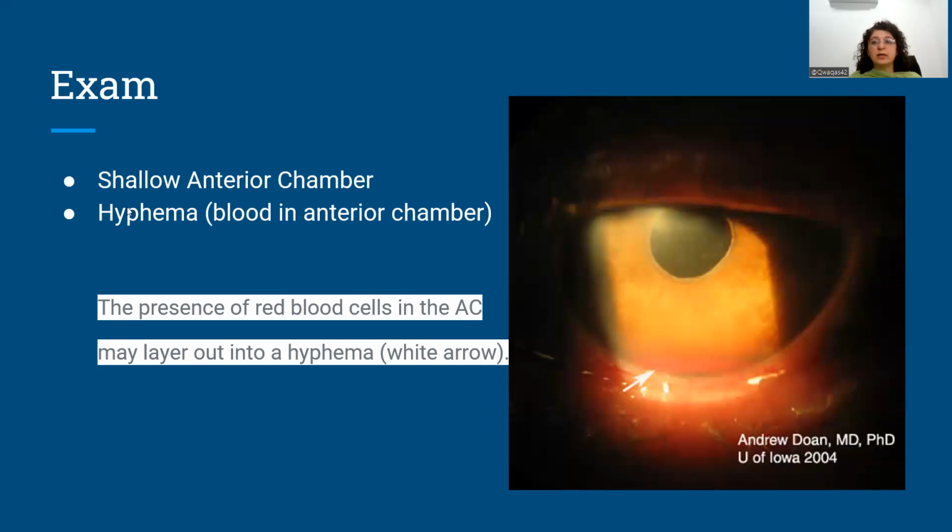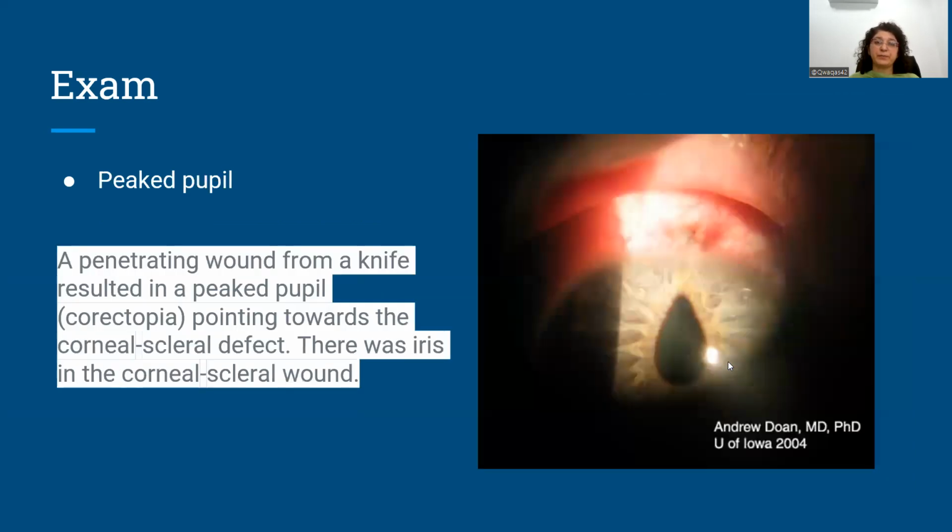In another case, this patient also sustained a blunt force trauma. And here you may look for a shallowing of the anterior chamber or even blood inside the anterior chamber. So this is a slit lamp magnified view. This is what we would normally see when we have access to a slit lamp. And as you can see, there's a layering of the red blood cells in the anterior chamber, which is shown with the white arrow. And this again indicates a trauma severe enough to cause bleeding inside the eye.